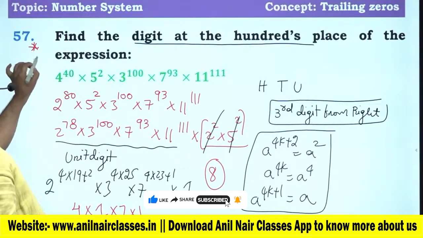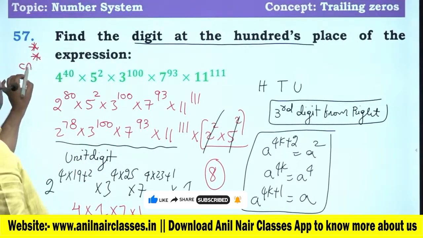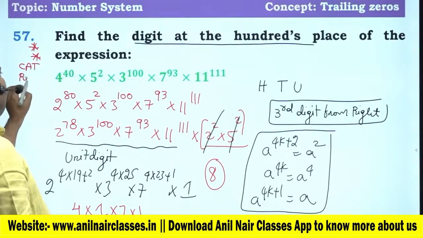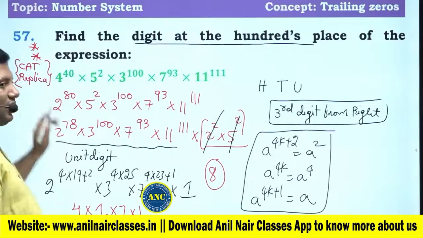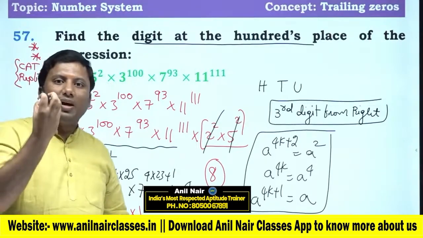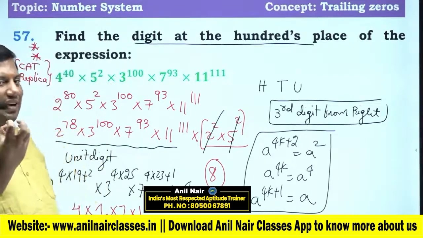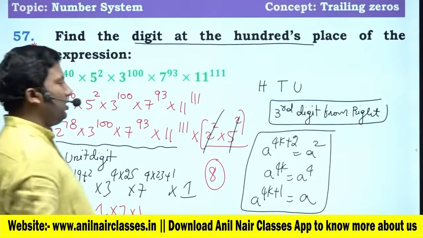Please put a star mark on this question. It's a CAT replica question. Very, very good question, where the last two digits are becoming 0, 0.